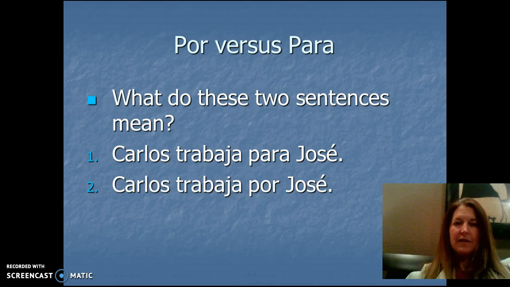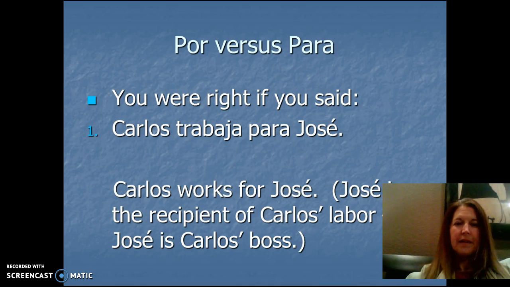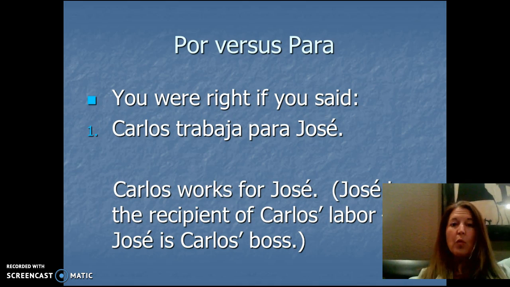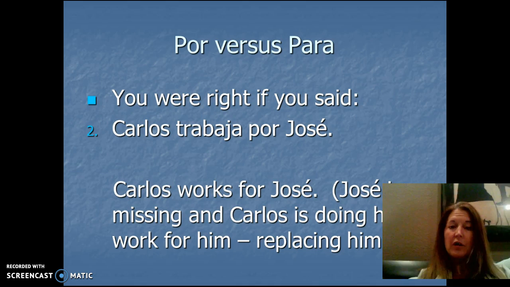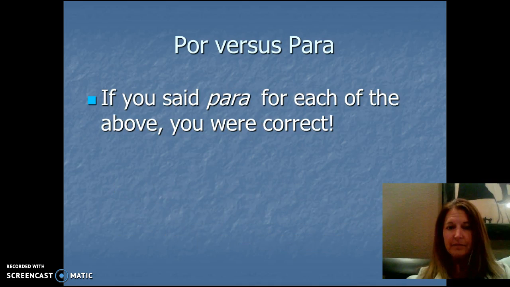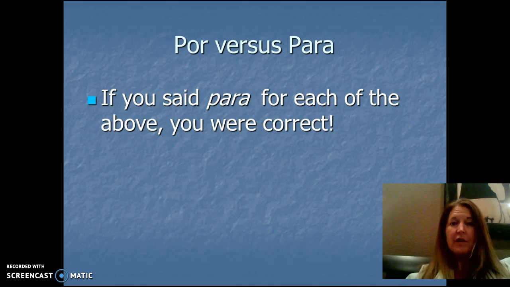And let's look at these 2 sentences. We have the same sentence, but we've exchanged por and para. Carlos trabaja para José. Carlos trabaja por José. Try to think about what the difference in meaning these 2 have based on what you've learned. All right, Carlos trabaja para José. It means he's working for him. So José is the recipient of Carlos's labor. José is Carlos's boss, so he works for José. Now, Carlos trabaja por José, meaning he's working on his behalf. He's missing. He's out sick probably that day, and someone else is working for him, just like I would have a substitute. If you said para for each of the above, you are correct.